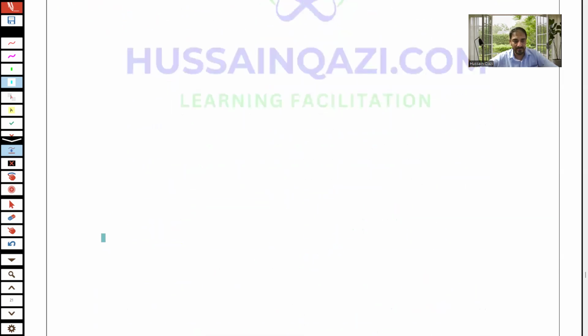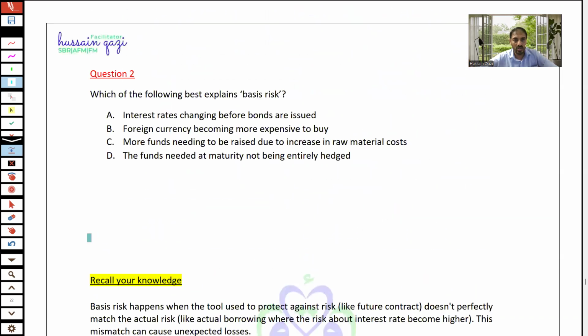Now, question number two. Read the question carefully. Which of the following best explains basis risk? Number one, the concept: this is about basis risk. Number two, the keyword is best explanation.